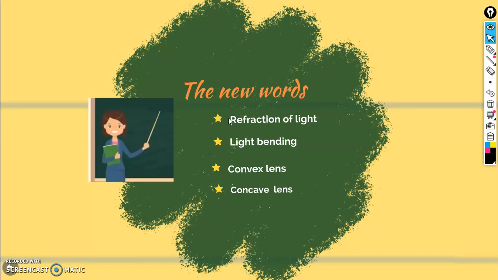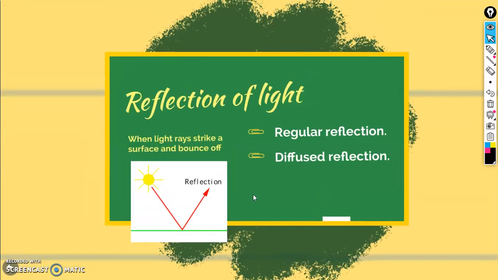The first word is refraction of light. Pay attention, please. It is different, not reflection, but refraction of light. Number 2, light bending. Number 3, convex lens. Number 4, concave lens. Okay, let us recall and remind ourselves of what is the meaning of reflection of light.